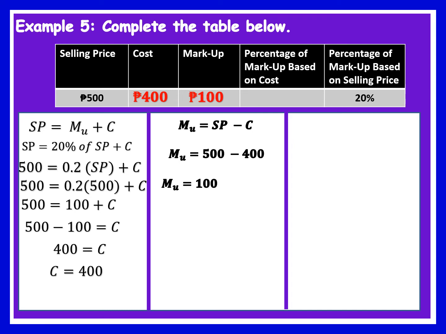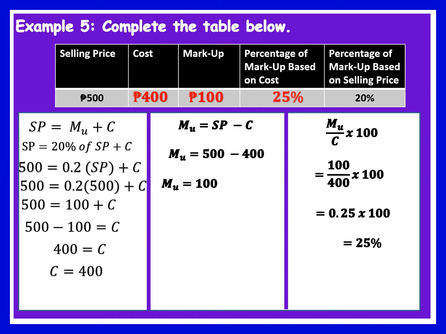And then let us solve for the percentage of the markup based on the cost. We will use MU over C times 100. Our MU is 100 and our cost is 400. 100 over 400 is 25 hundredths or 0.25. Then multiply 0.25 by 100 and that will be 25%. So therefore this is 25%.